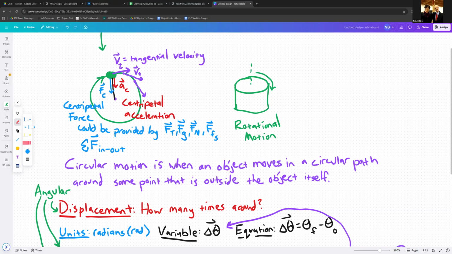So that sum of forces in the in-out direction, that is what we mean by centripetal force. Once you add up all the forces acting directly inward or directly outward away from the center of the circle on the object, that's your centripetal force. And that net force, once you've added everything up, will be inward, because we need an inward force to provide that inward centripetal acceleration so that our velocity will change direction.